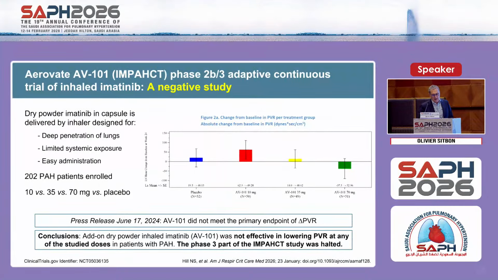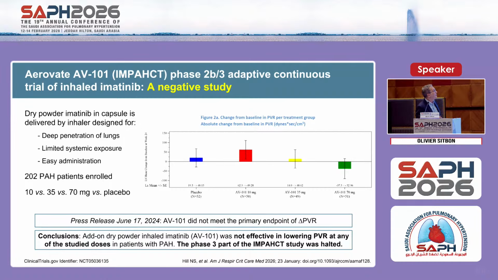However, we know that since June 2024, we had a press release claiming that the drug did not meet the primary endpoint of PVR, and the study will be published. Now it is accepted in the Blue Journal. It is a negative study, but it will be published.